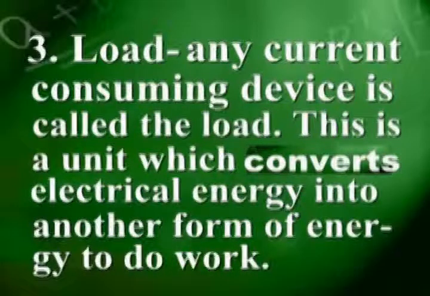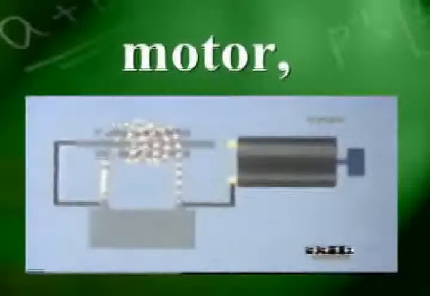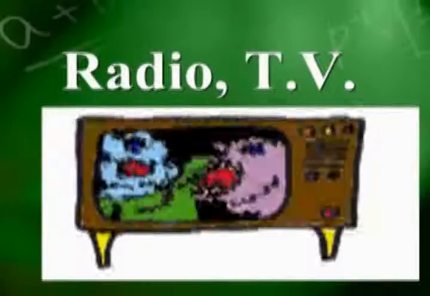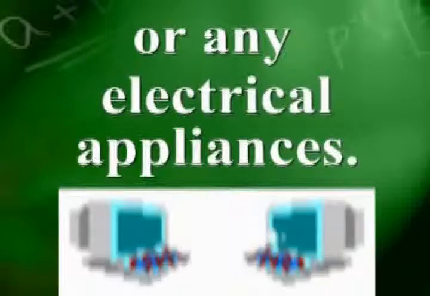Number 3 is the load. Any current consuming device is called the load. This is a unit which converts electrical energy into another form of energy to do work. It may be a lamp, a motor, radio or TV, or any other electric appliance.